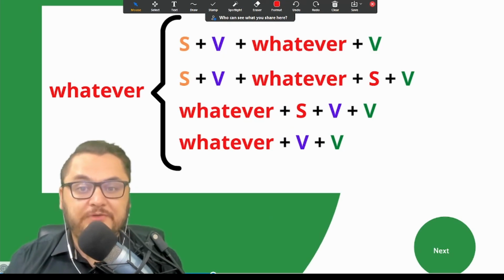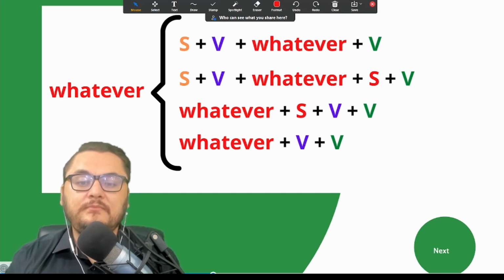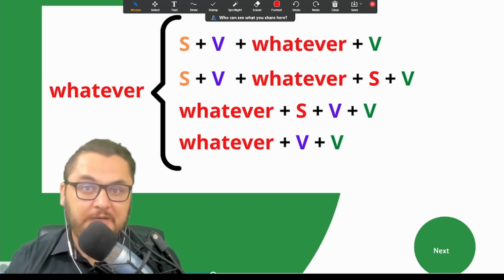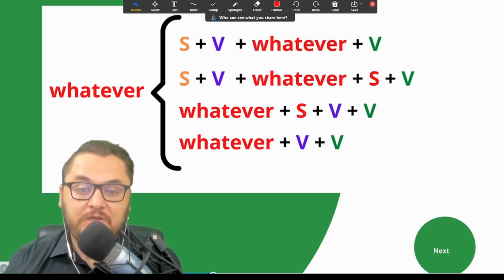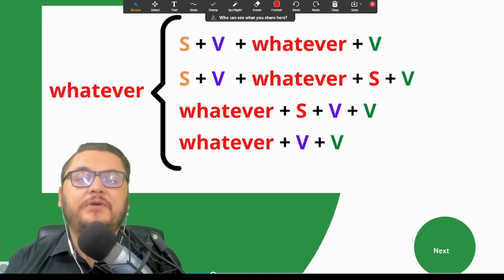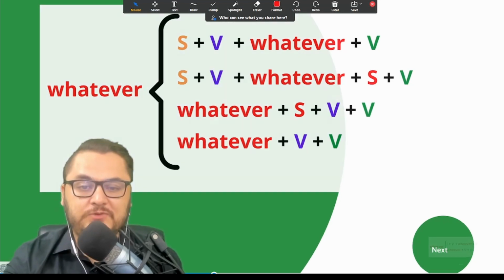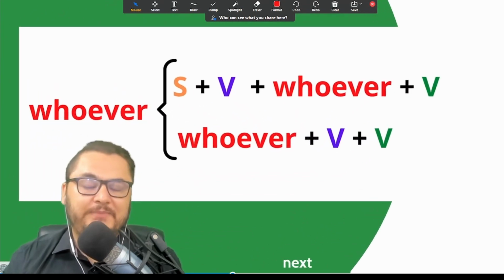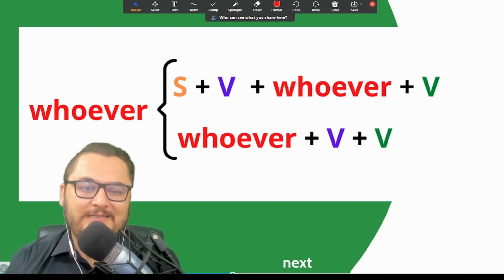So subject verb whatever verb, or subject verb whatever plus subject plus verb. When whatever is in the first part of the sentence, it's going to be whatever plus subject plus verb plus verb, or whatever plus verb plus verb. This is the way to understand these rules, which I still say it's mechanical for now, but you'll see the magic in a few minutes.